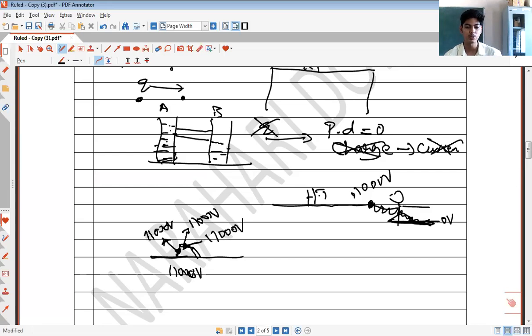So charge wants to flow between these two points, but there is no potential difference between these two points. There is no potential difference. So how can the charge flow? How does that bird get electric shock? Not possible. I hope this idea is clear.